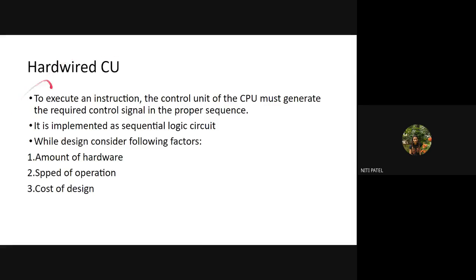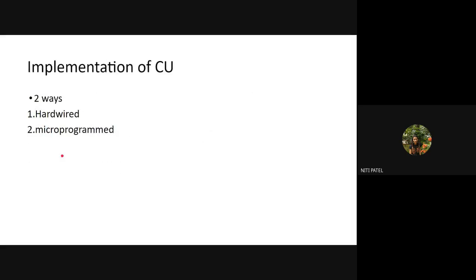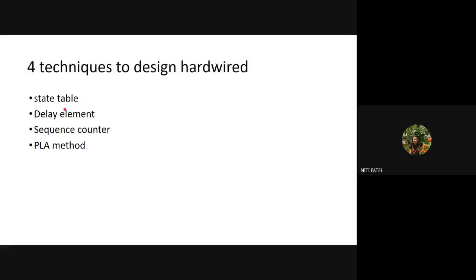Whenever I select this hardwired control unit, for every execution it will generate an appropriate control signal, and the signals will be in sequence, and that sequence will be looked after by the sequential logic circuit. Okay. So there are four techniques which can be used in hardwired design. First is state table, second is delay element, third is sequence counter, fourth is PLA method. So if I go for hardwired, I have four options: either state table, delay element, sequence counter, or PLA method.